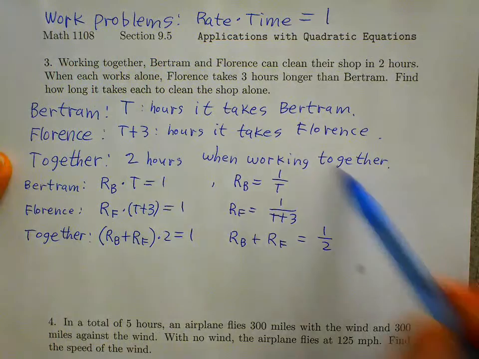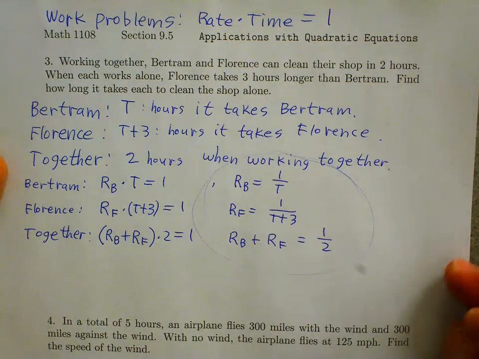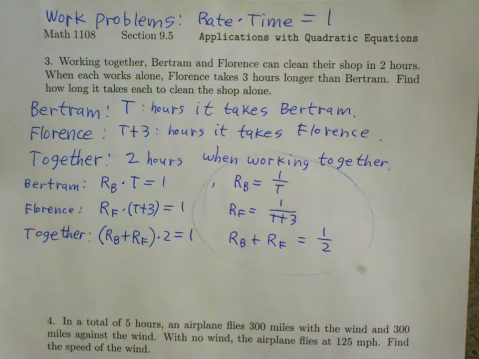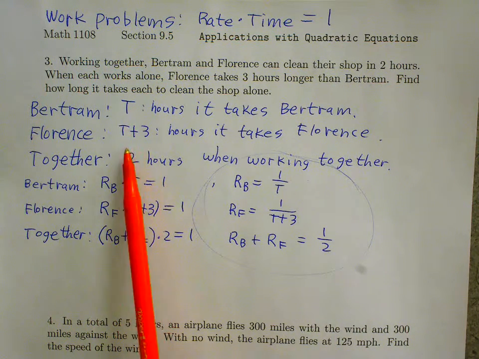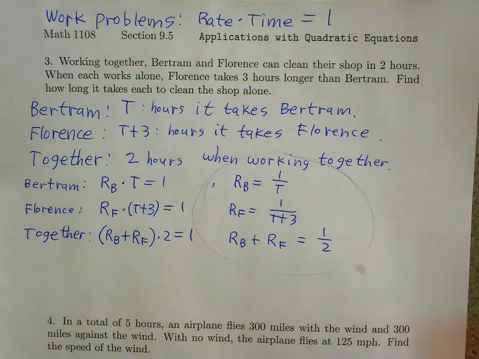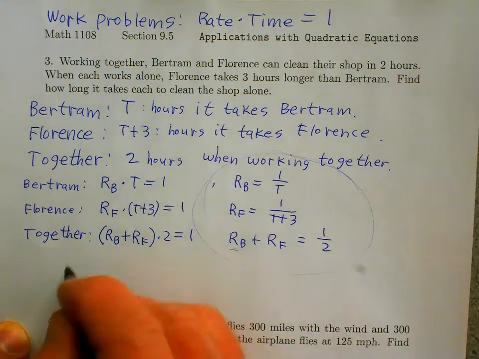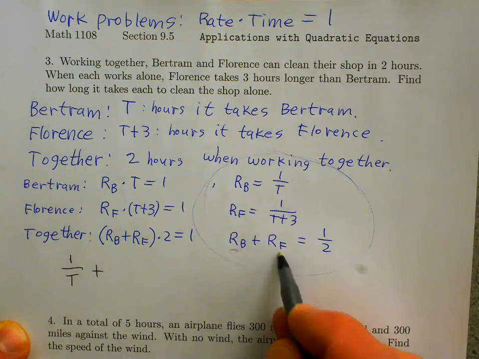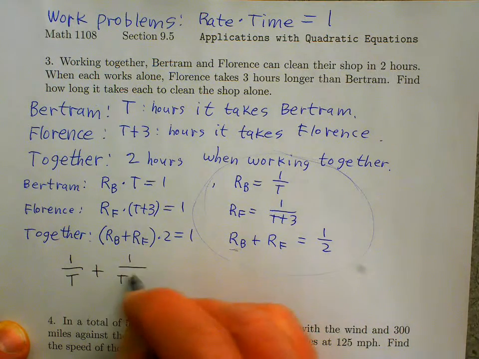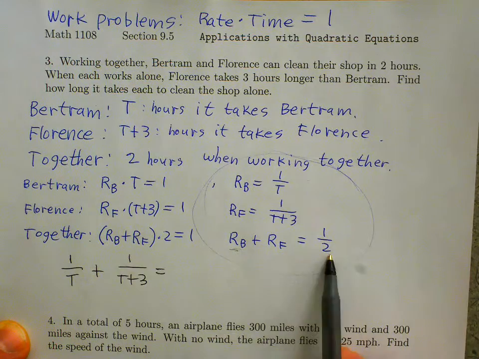Okay, so we combine the results of these three equations to get an equation whose only variable is t. So for all of these word problems, after we assign variables, we want to get an equation whose only variable is one of the assigned variables. We can do that if we replace Bertram's rate in this equation with 1 over t, and replace Florence's rate with 1 over t plus 3. The sum of the two rates is 1/2.